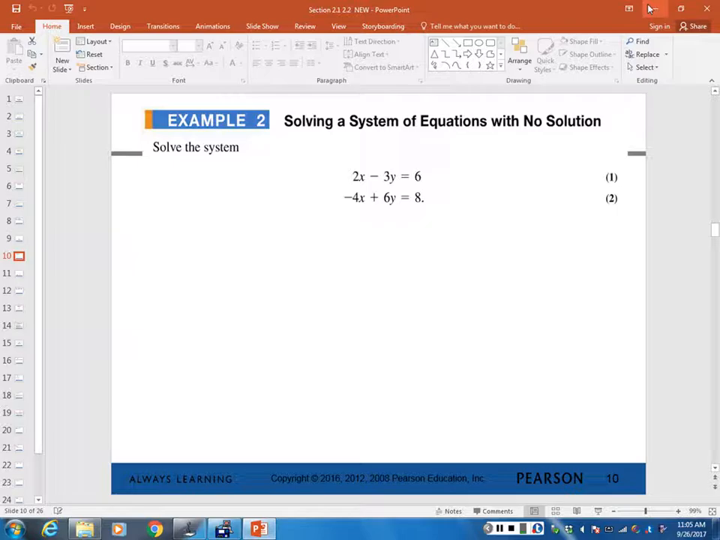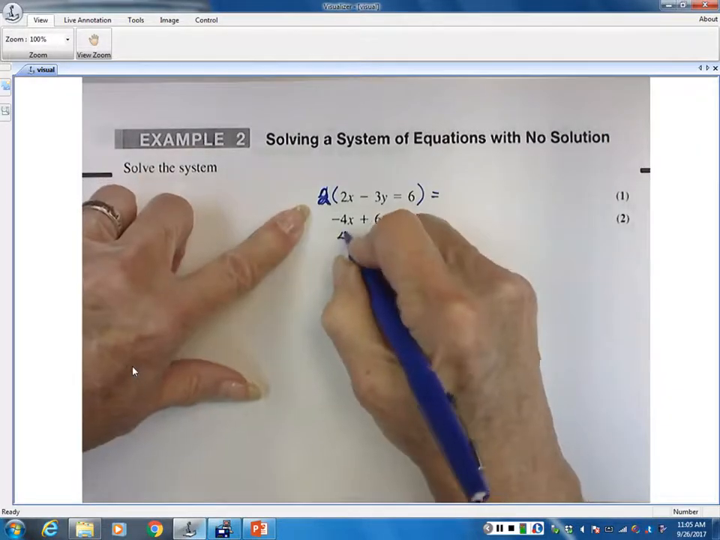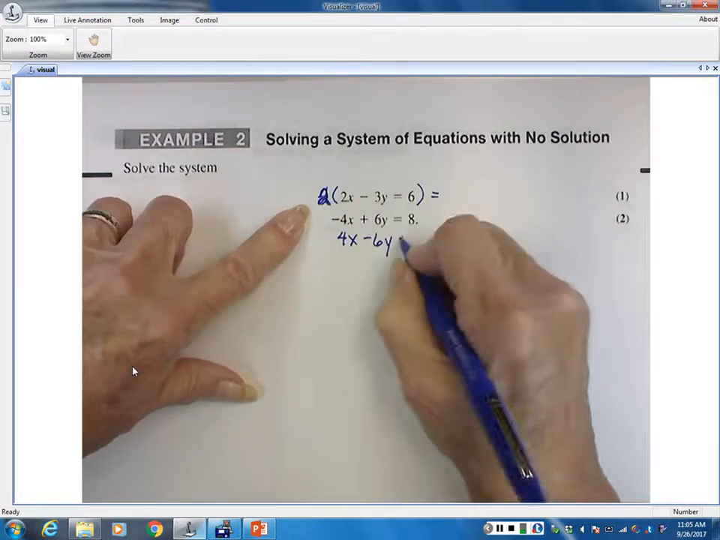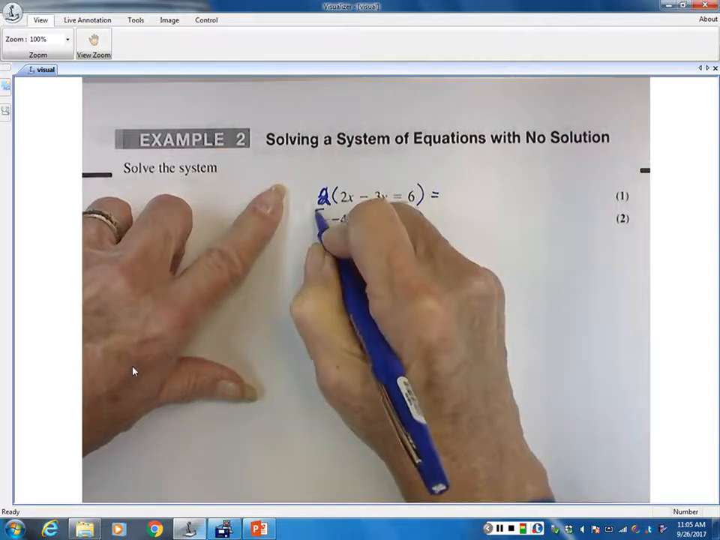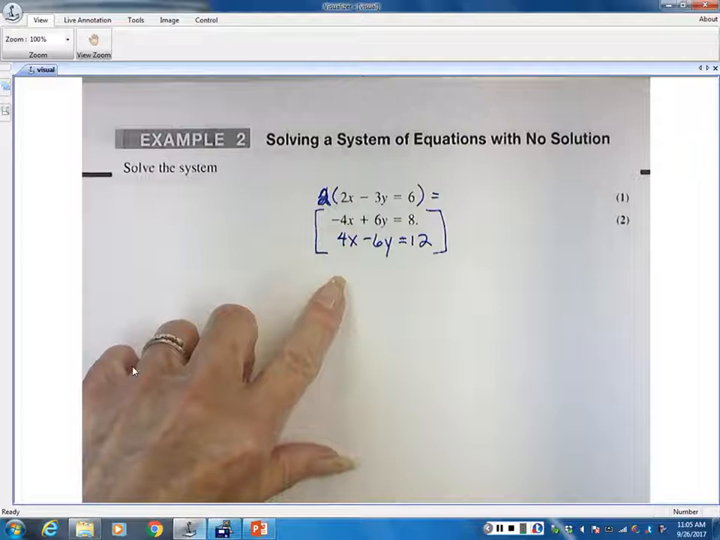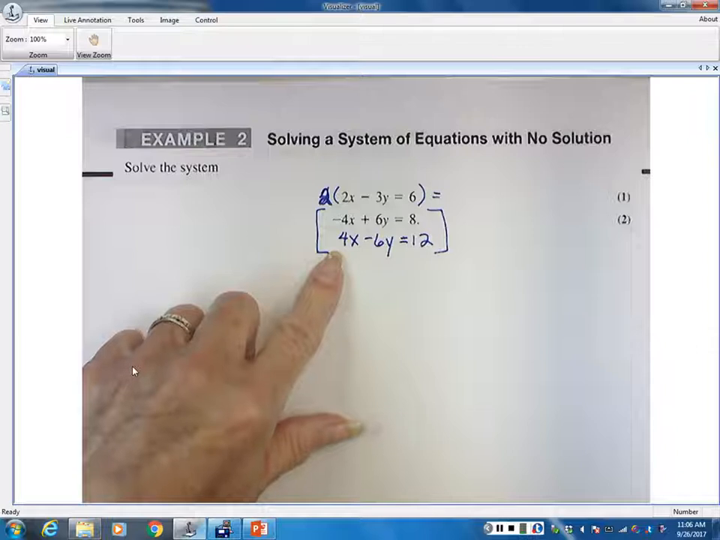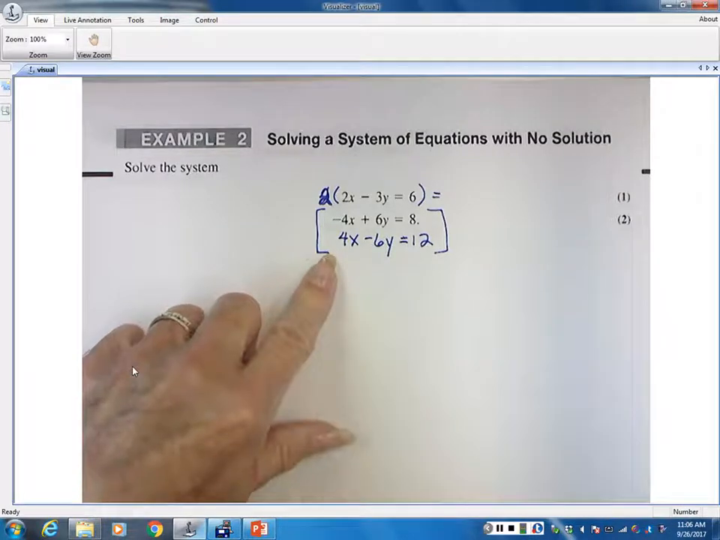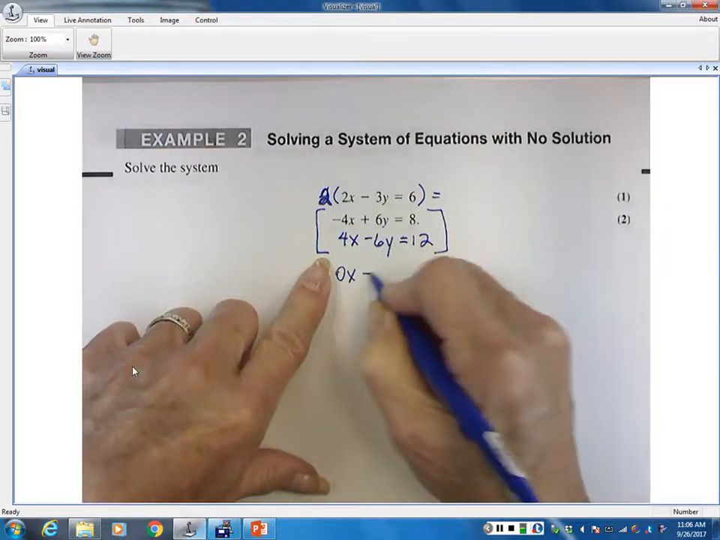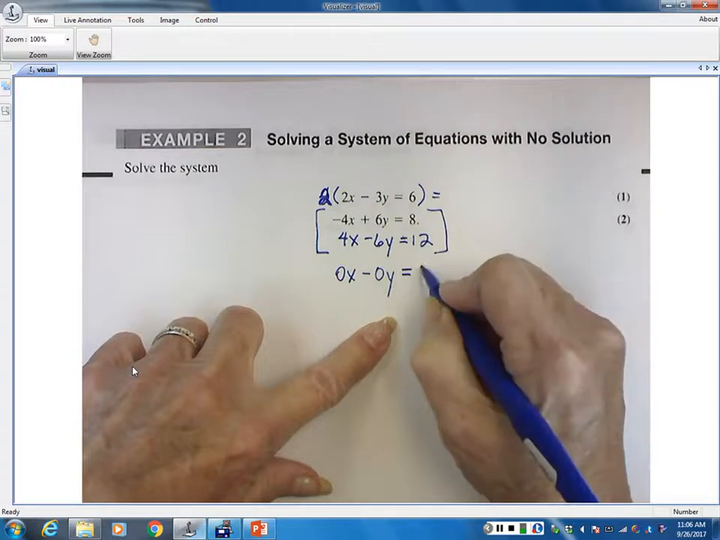Variables that cancel out. That's right, you've got variables that will cancel out. Because 2 times 2 is 4x, and 2 times -3 is -6y, and 2 times 6 is 12. So now if I add these two together, what's -4x plus 4x? You just add these two together, what do you get? I get 0 x's, and 6 minus 6, I get 0 y's. But 8 plus 12 is 20.